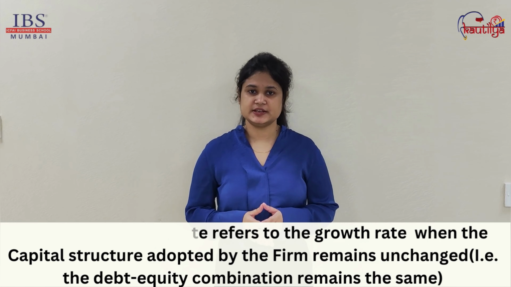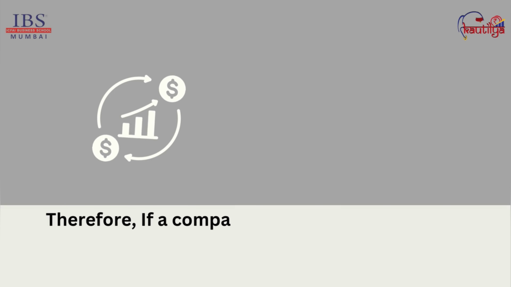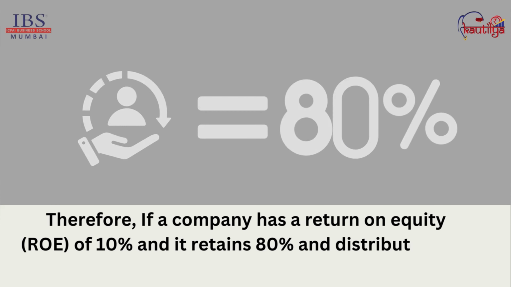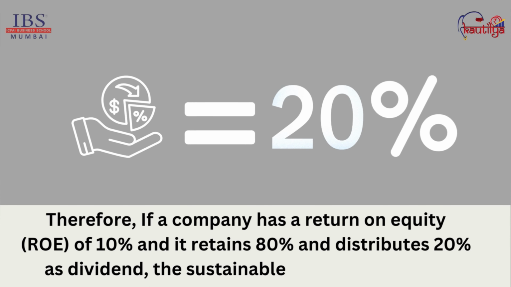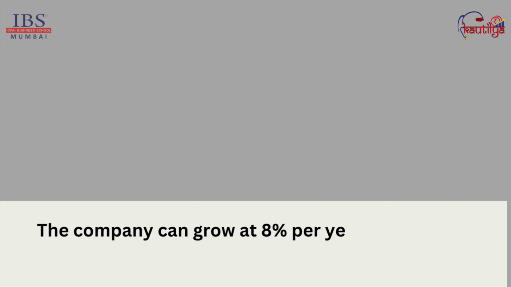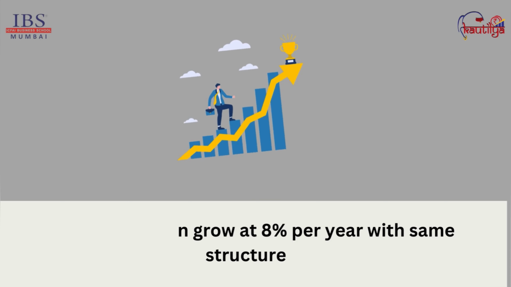Sustainable growth rate refers to the growth rate of the company when the capital structure adopted by the firm remains unchanged. Therefore, if a company has a return on equity of 10% and it retains 80% and distributes dividend as 20%, the sustainable growth rate is 8%. The company can grow at 8% per year with the same structure.